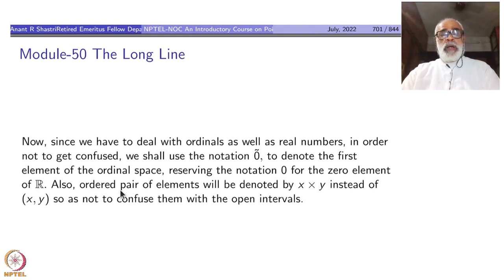Also, again, we have ordered pairs of elements just like in the previous example of Tychonoff's plank. So, we will continue to use this x cross y for the ordered pair xy, not to confuse it with intervals xy. Okay, so this notation x cross y will continue. In addition, 0 twiddle is the least element in the ordinals. Okay, that is the difference.